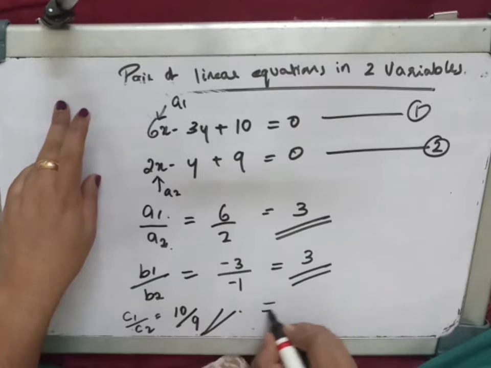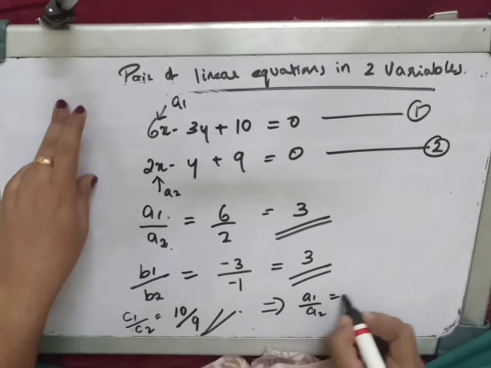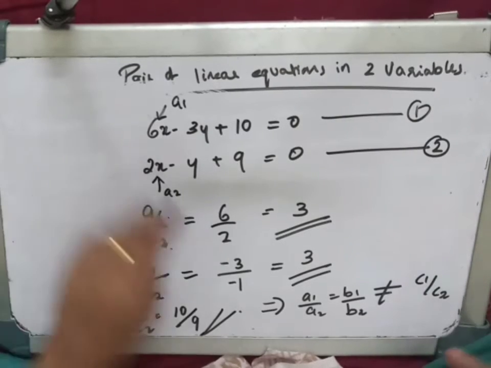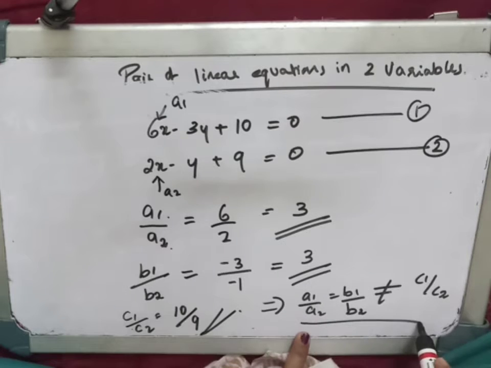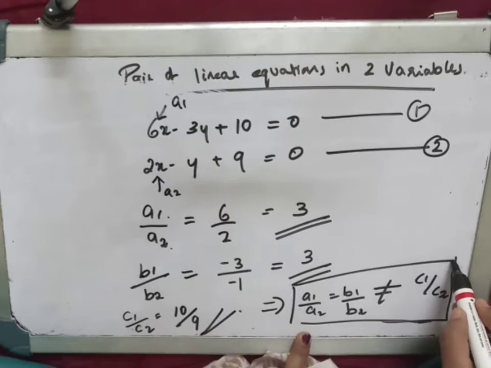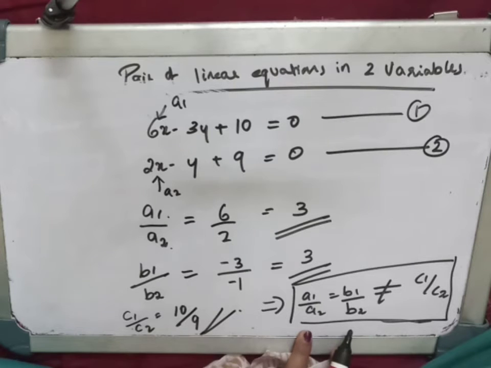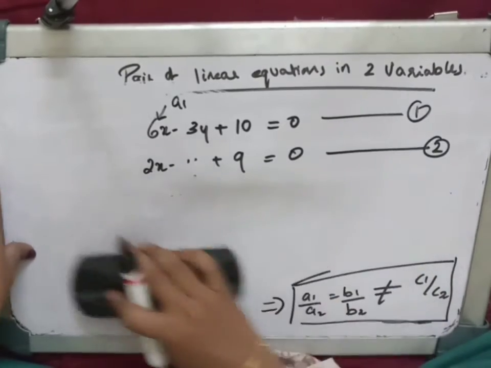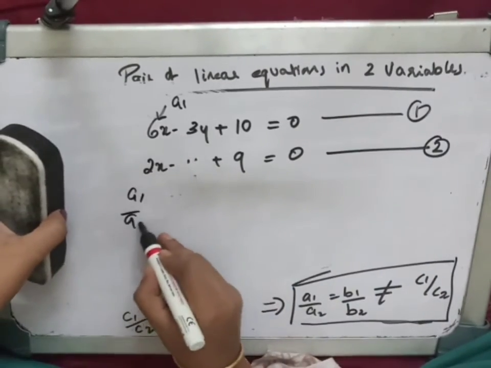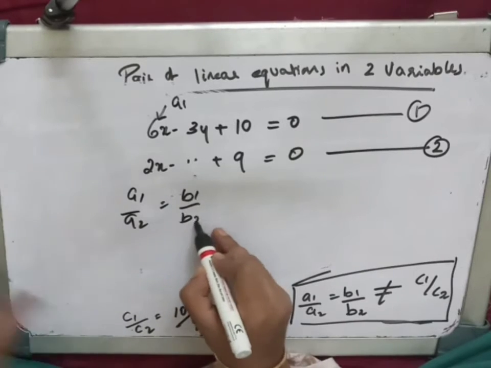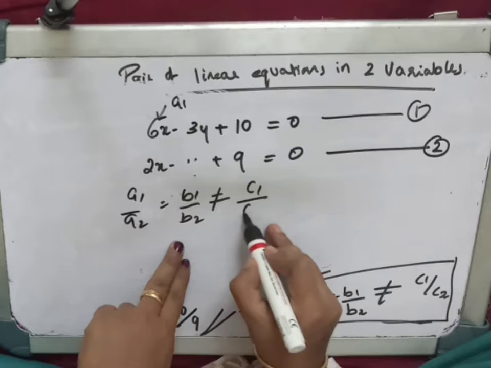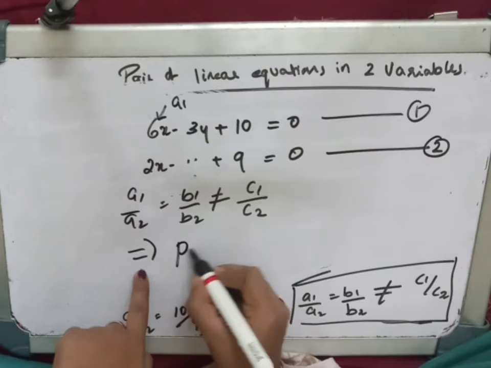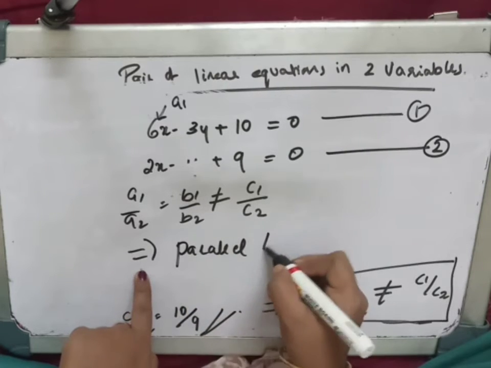So we find that a1 by a2 and b1 by b2 are the same, but that is not equal to c1 by c2. So we know that when this is the case of coefficient ratios, the equations will represent two parallel lines. So hence we can write a1 by a2 is equal to b1 by b2 not equal to c1 by c2 means these two equations represent a set of parallel lines.